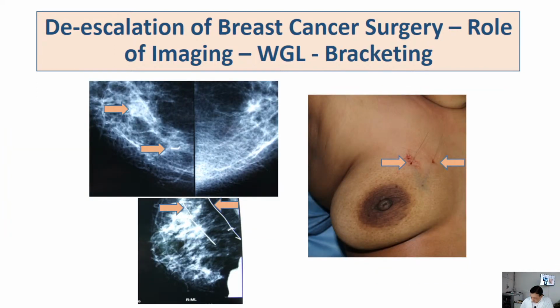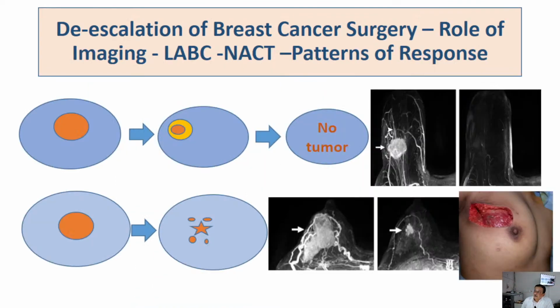Bracketing, I think Ekta has shown. If you are not sure of the footprint of the tumor, in some areas there is still residual tumor, some areas are clean. If you want to encompass the entire thing in the wide excision, sometimes you use more than one wire to see the tumor footprint, and these two wires will guide us how much to remove during surgery.